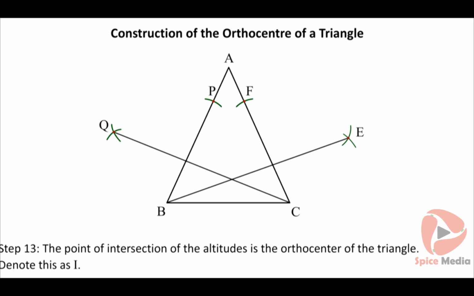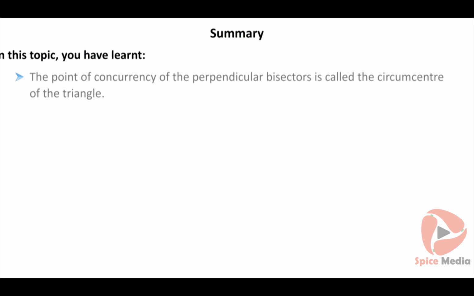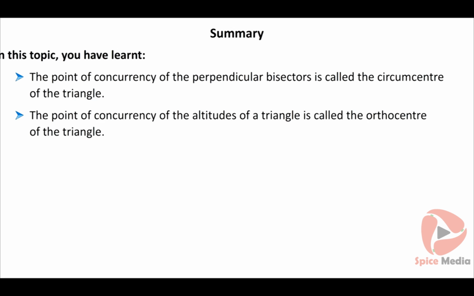Step 13. The point of intersection of the altitudes is the orthocenter of the triangle. Denote this as I. In this topic, you have learnt the point of concurrency of the perpendicular bisectors is called the circumcenter of the circle. The point of concurrency of the altitudes of a triangle is called the orthocenter of the triangle.